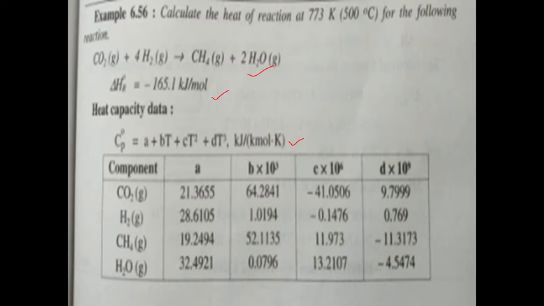Okay. Additional data are given: A, B, C, D constants of the given components. Are you clear or not? Okay. Use these data to determine the heat of reaction at 773 Kelvin.